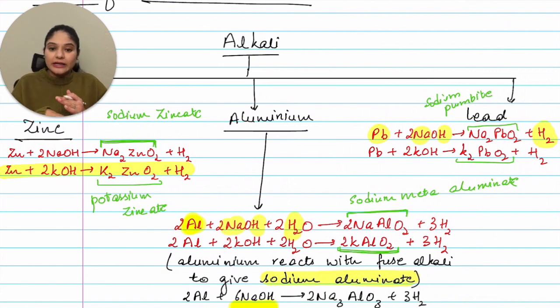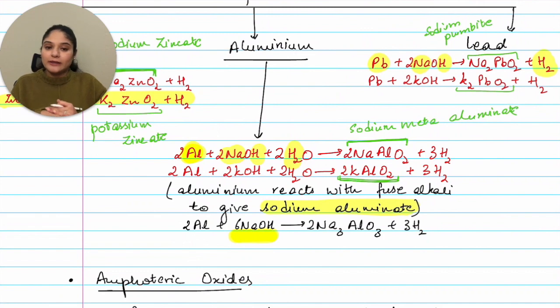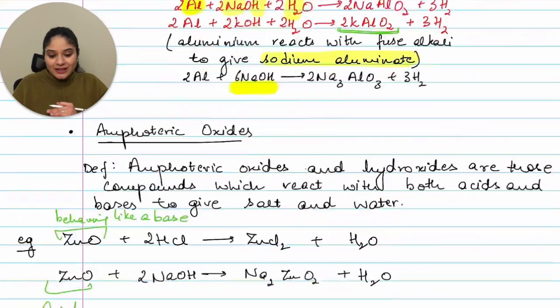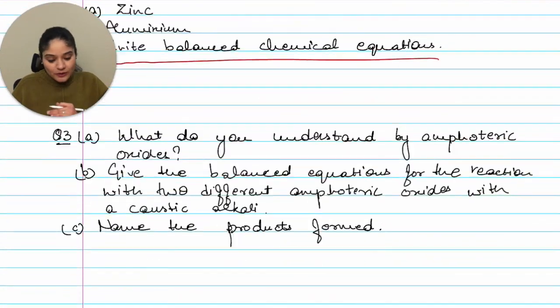The next one they have asked is for aluminium, and for aluminium you can say the same thing. You get a colorless solution, and a colorless odorless gas which burns with the pop sound, that is hydrogen. And you can also mention any of these equations, one for zinc, one for aluminium, directly from this. Now let's move on to the next part of the question.